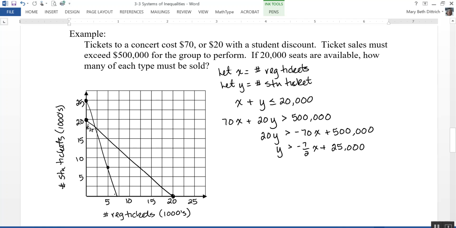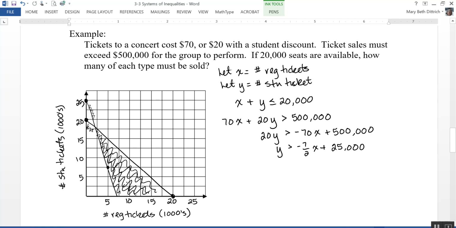And I need to have more than that, so I need to have shaded above that line, which means the overlap of the shaded areas is going to be right in between here, in that area right there. So this region represents the number of tickets that have to be sold for this concert to go. So any combination of x and y in here.